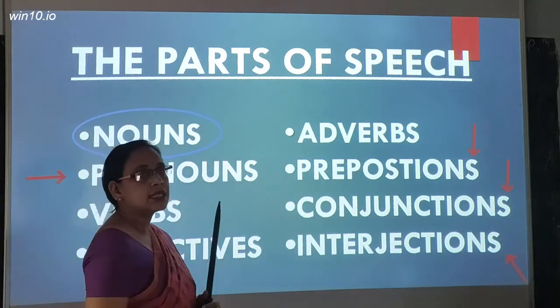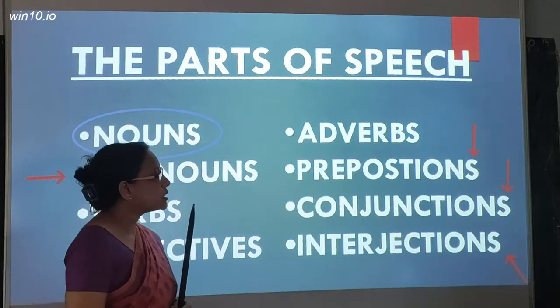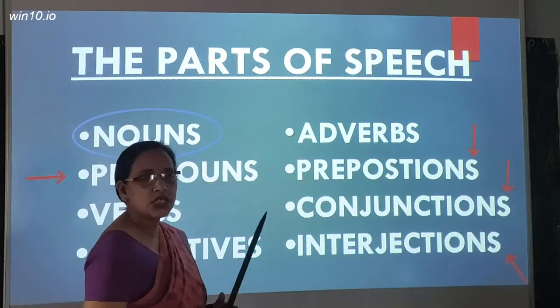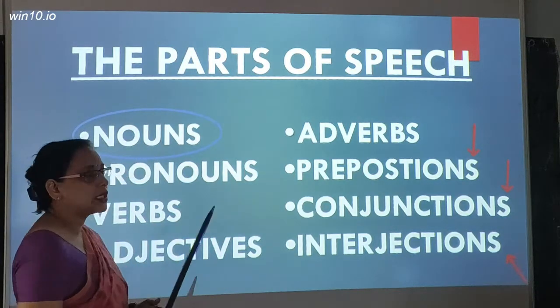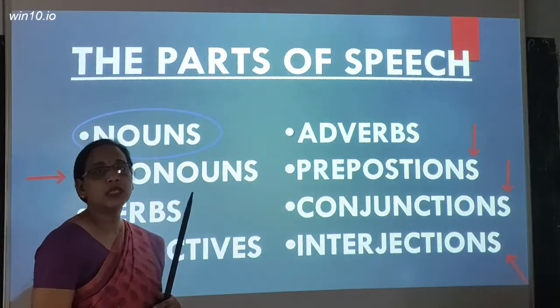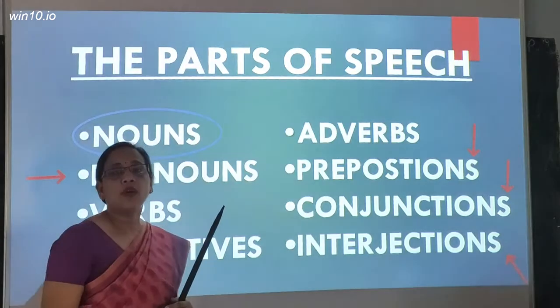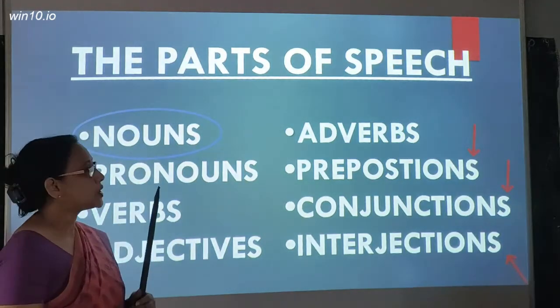What are prepositions? Relational words are prepositions. What are conjunctions? Adding words are called conjunctions. And what are interjections? The words which express feelings or surprise are interjections.